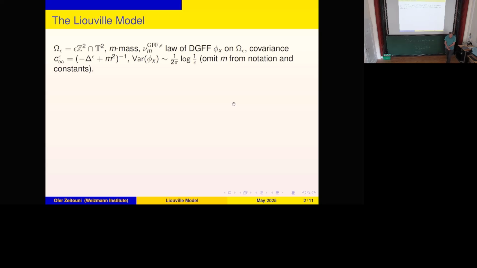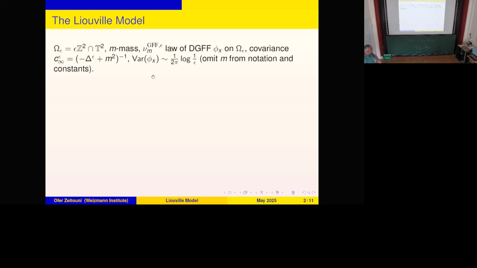So let me dive in directly to the model. I'll make some more general comments a little bit later. But for the moment, let's just introduce some notation. So we are working on the torus, discretized at step epsilon. M is going to be a mass which takes care of long time behavior. And then there's a GFF law on that torus with a mass. So for aficionados of random walks, it just means you run the random walk with killing that is related to M, so everything is well defined as long as M is positive. Okay?